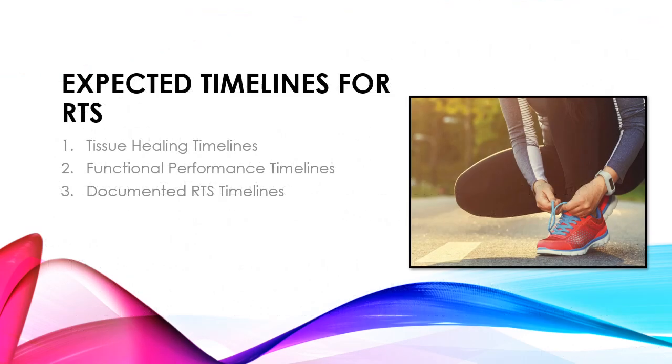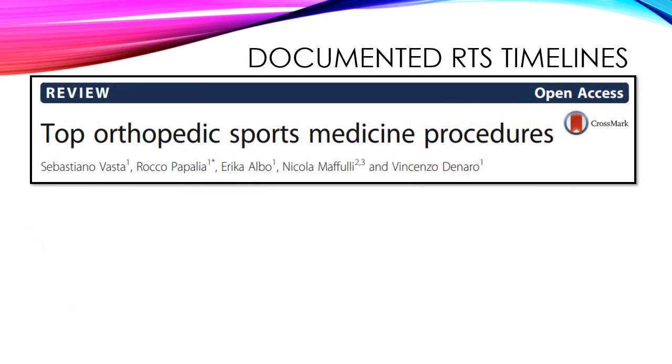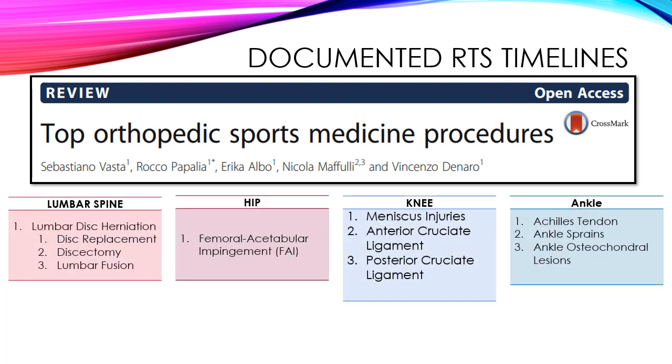Okay, so we've covered at least defined the tissue healing timelines and the functional performance timelines. What we also need to consider is the documented return to sport timelines. Like, what are the current expectations based off different surgical procedures or injuries? Okay, so a recent review by Vasta et al. looked at the top orthopedic sports medicine procedures. So when we're considering the lower quarter and the surgical procedures that we'll see for each of the given major body regions.